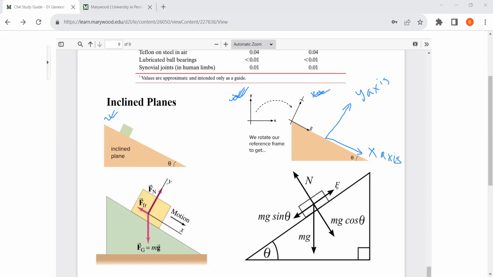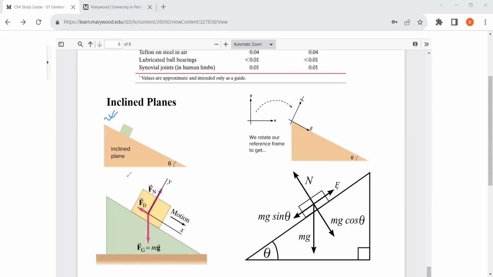Okay, something like this. Sometimes we use this as our x-axis, sometimes we use the positive x-axis, and sometimes the other way. So we'll solve some problem, and hopefully that will clear this concept.